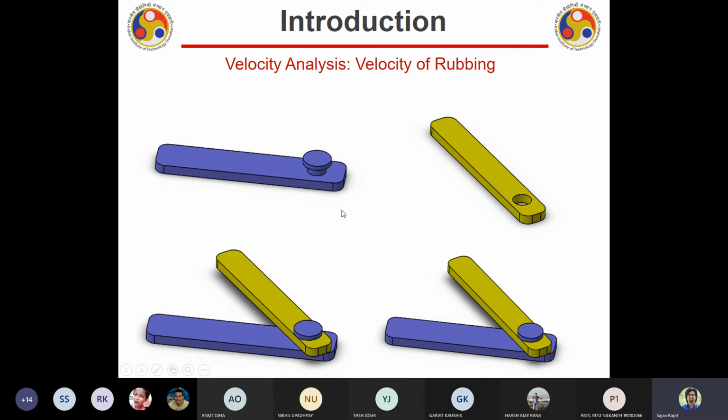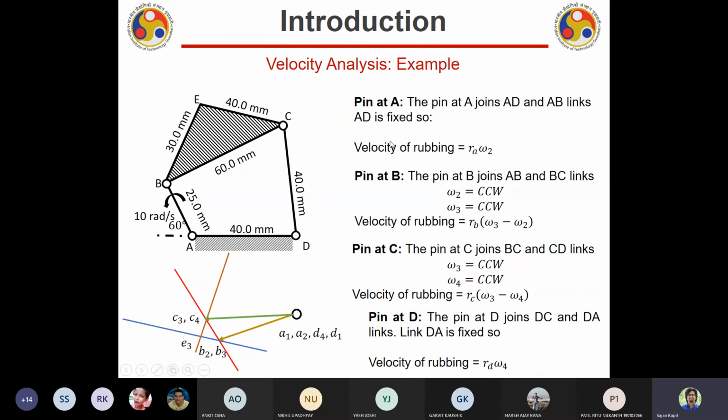You agree with that? Okay, so in that case, if this is the pin A and pin A is having a radius called RA, small RA, then the velocity of rubbing for this particular pin will be nothing but RA into omega 2. Why omega 2? Because omega 1 is 0. Omega 1 means the rotation of this body is nothing but 0. It is ground. We know that.